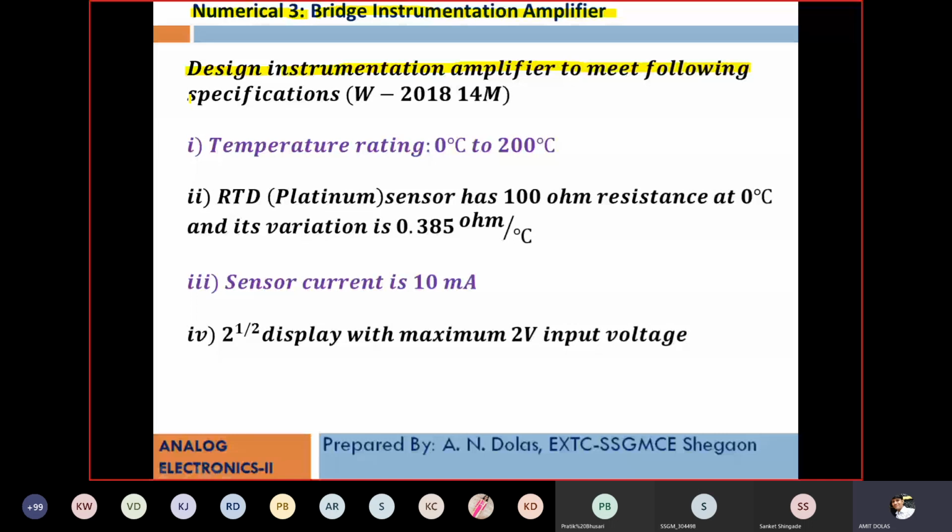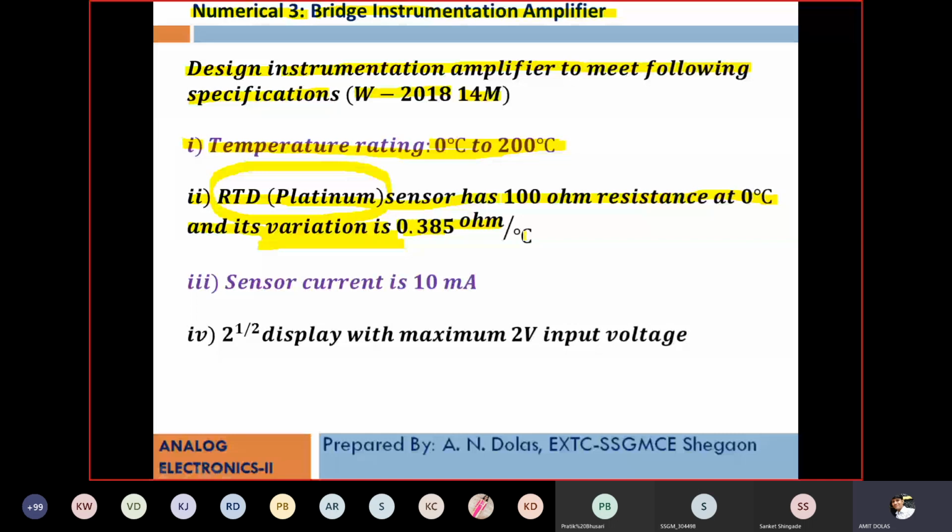So here the specifications are: first, the temperature rating is 0 to 200 degree centigrade. We have to make a meter for 0 to 200 degree centigrade. Second, the RTD platinum sensor has 100 ohm resistance at 0 degree centigrade, and its sensitivity, or variation, is 0.385 ohm per degree centigrade.